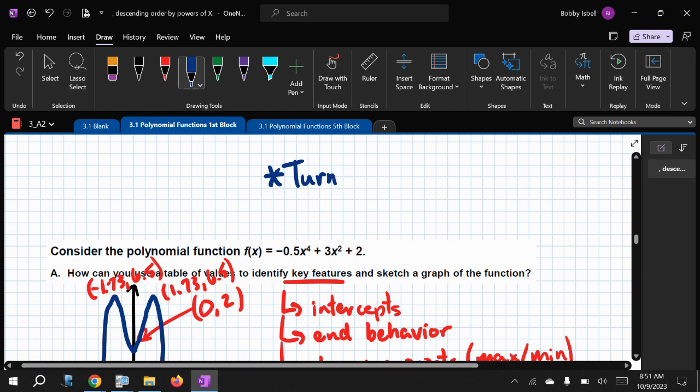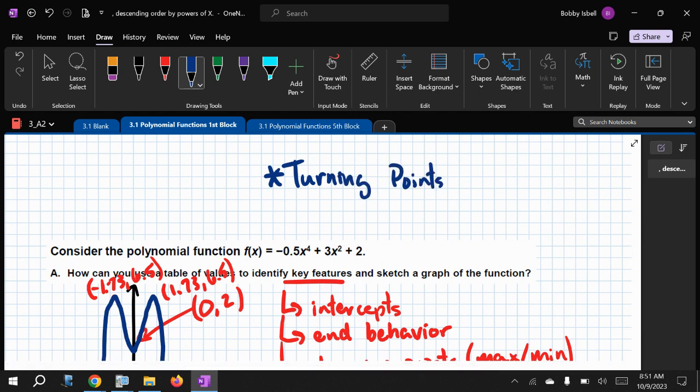Turning points will occur at most degree minus 1. So if your degree is 4, the most turning points you could have would be 3. If your degree is 5, you could have at most 4 turning points.